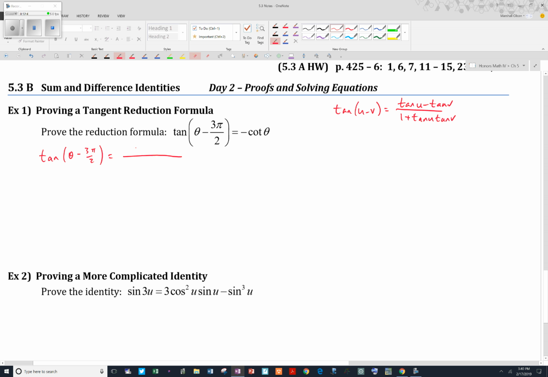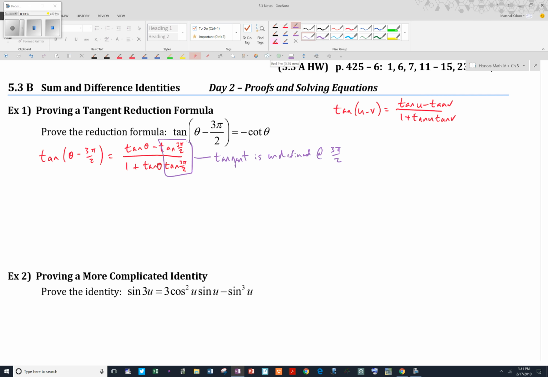So we start filling this out. Tangent of theta minus the tangent of 3 pi over 2 over 1 plus the tangent of theta times the tangent of 3 pi over 2. Now we need to evaluate what we can, which is the tangent of 3 pi over 2, but there's an issue. Tangent of 3 pi over 2 is undefined at 3 pi over 2. So we can't do it this way. So we've got to think of something else.